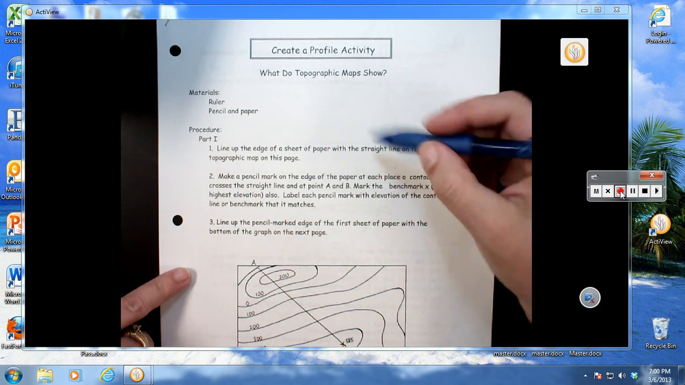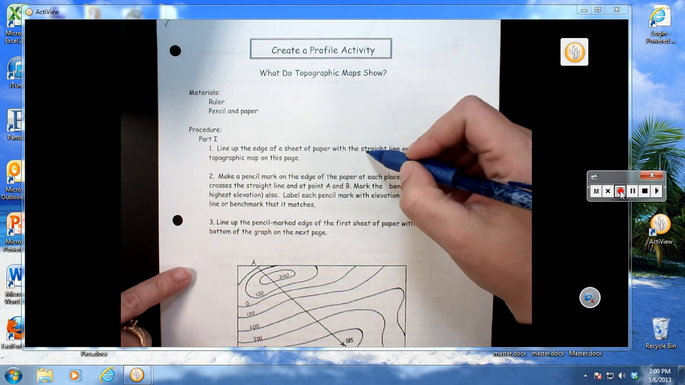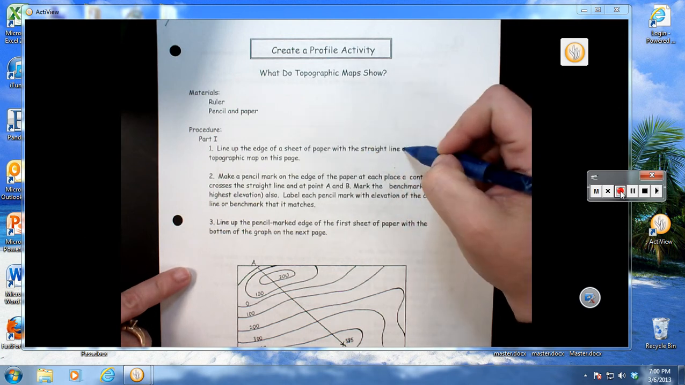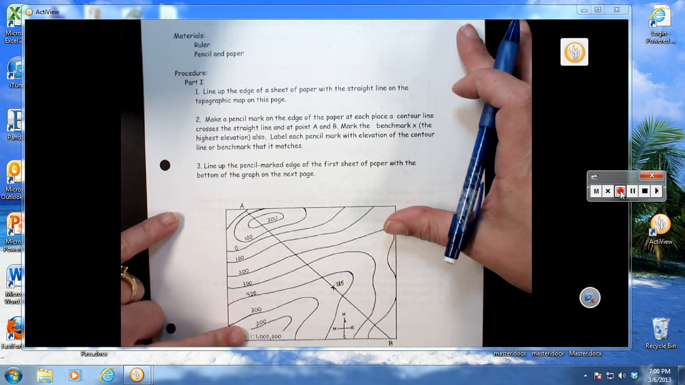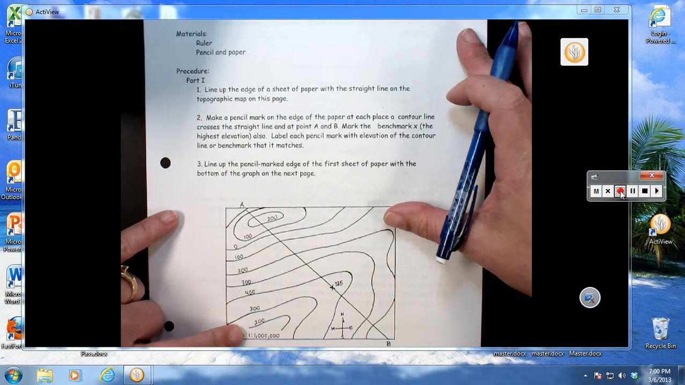Part number 1 says to line up the edge of a sheet of paper with a straight line on a topographic map on this page. Number 2 says to make a pencil mark on the paper at each place a contour line crosses the straight line, and at points A and B, mark the benchmark X. It says the highest elevation, however, it's not the highest elevation. It's just a dip at the highest elevation. And then label each pencil mark with the elevation of the contour line or benchmark that it matches.